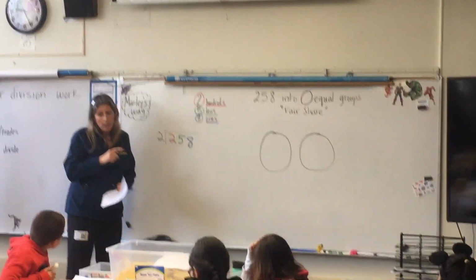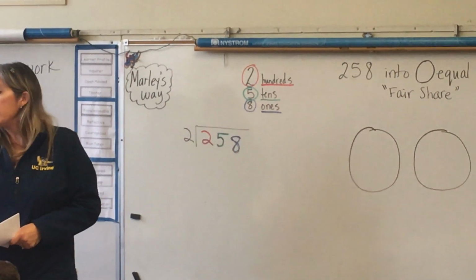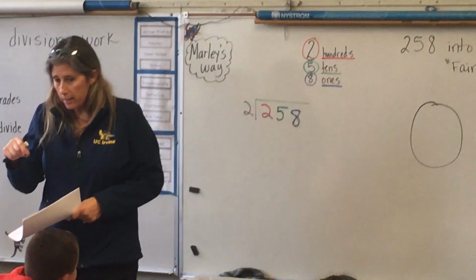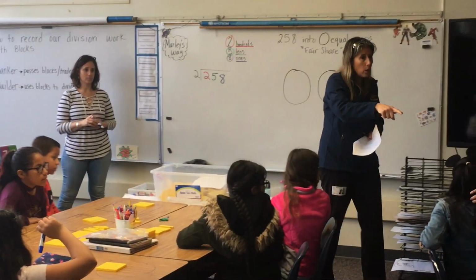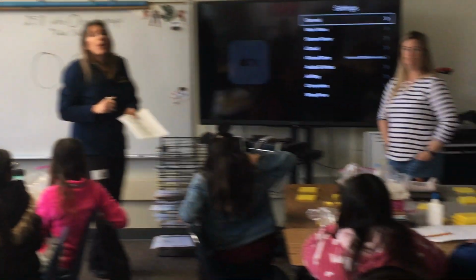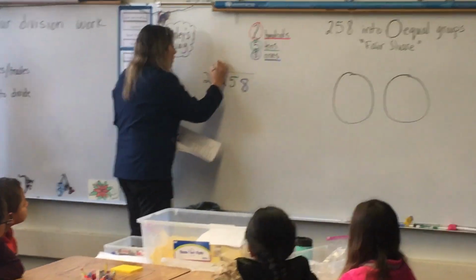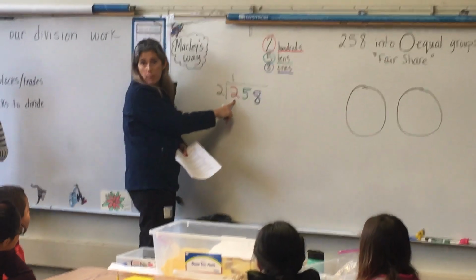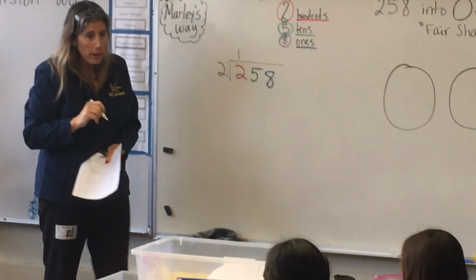The first question I'm going to ask you is how many hundreds went in each group? Look at your desk. How many hundreds in each of your groups? 1. So I'm going to record it right here because this is my hundreds place. So I have 100 in each group, okay?